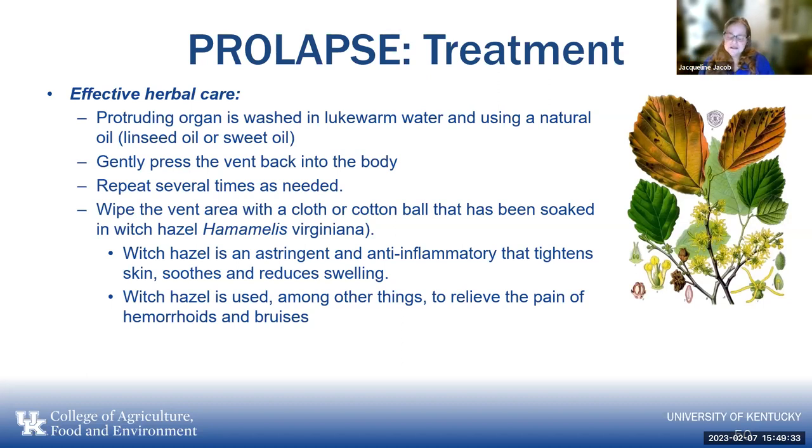There are different types of treatments. Once it's really bad, it can be really hard to treat. There were two papers that looked at herbal care for it. Basically, the protruding organ is washed in lukewarm water, and using a natural oil such as linseed oil or sweet oil, you gently press the vent back into the body, and you may need to repeat several times if it won't stay back inside.